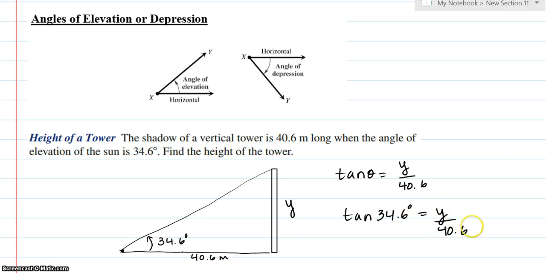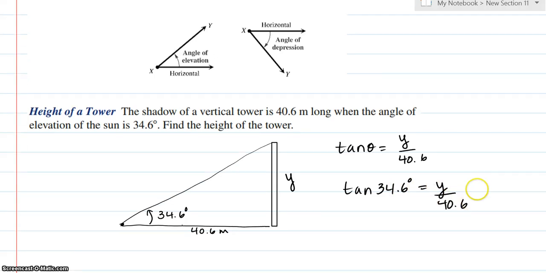How do we solve for this? We could just multiply both sides by 40.6. So you get 40.6 tangent of 34.6. And then again, you just put that on your calculator. What did I do here? I multiplied both sides by 40.6. So that would be the answer.